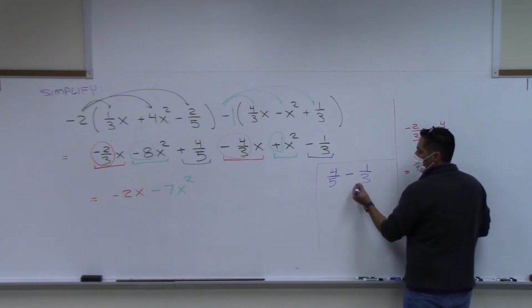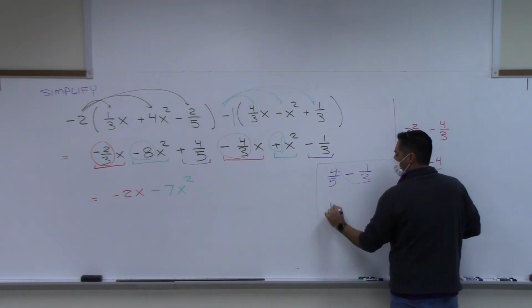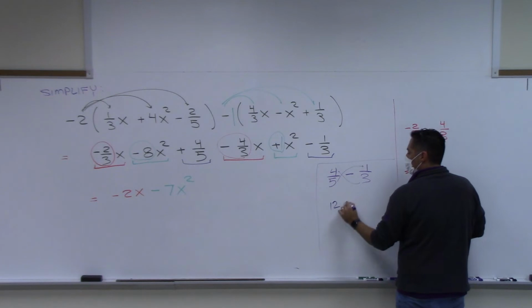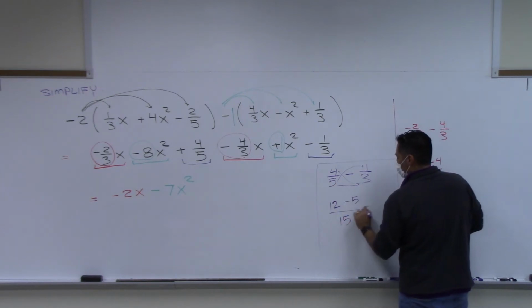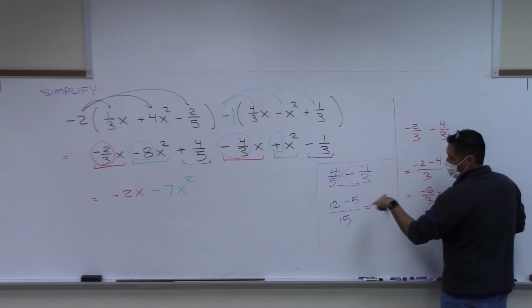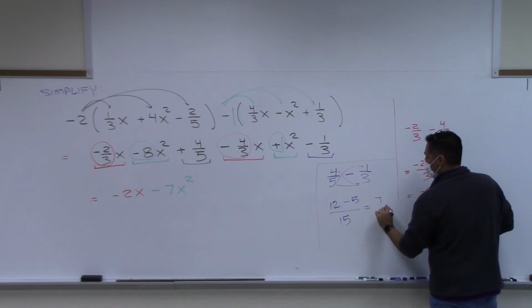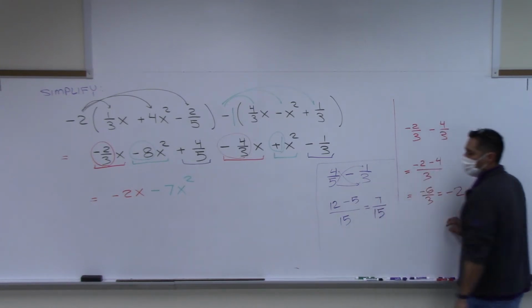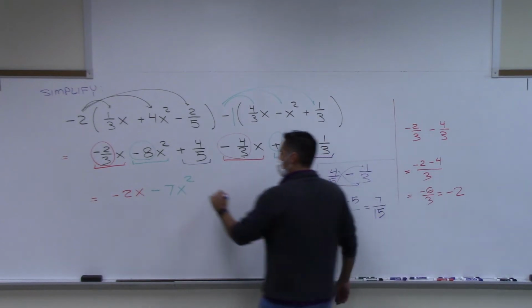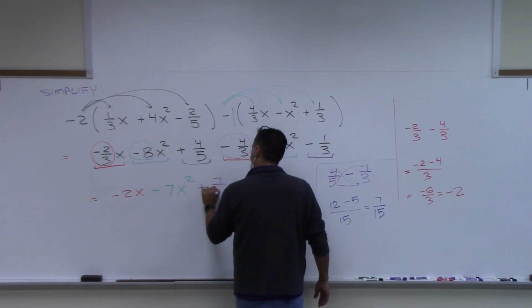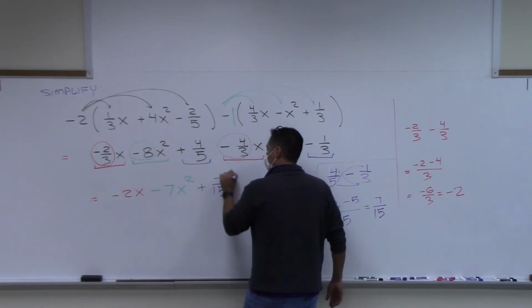I'm going to do the short way where you go like this and go 12, and this times this and go -5, and then multiply across the bottom and get 15. So I can't do math. 7 over 15? 7/15 is the number you get. So your final part here is plus 7 over 15. There it is.